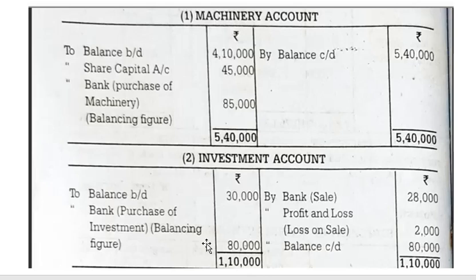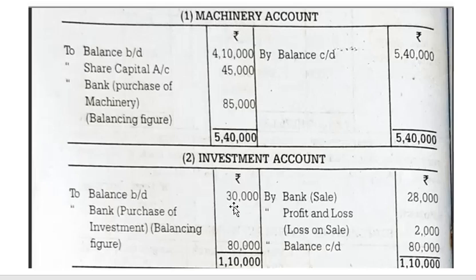Okay. So the entry here, I will repeat once again. See, opening balance you have to write. Then there was a sale. Sale means by bank. When you sell the asset, cash comes in. When cash comes in, bank account is debited. So by bank account 28,000.